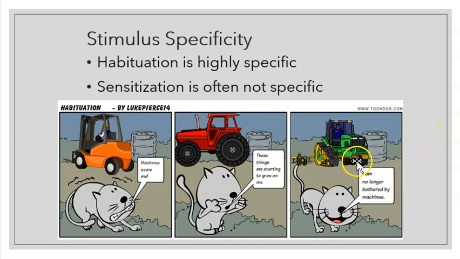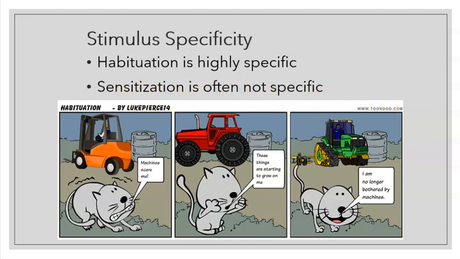So that's habituation. Now, let's say we throw in a semi-truck, the cat's going to startle again, because the semi-truck is not related to these kind of farm machines, okay? So habituation is specific to a stimuli. You're not going to get very much generalization, whereas sensitization is not often very specific.